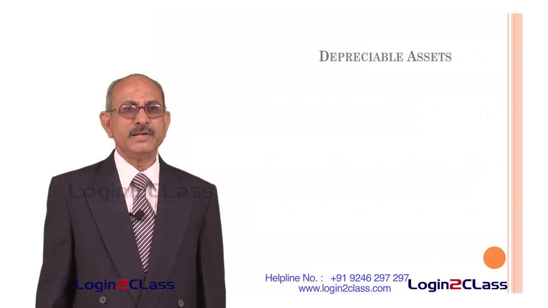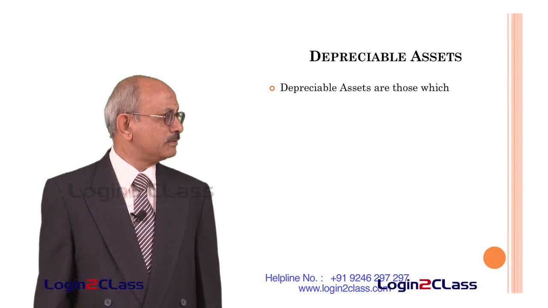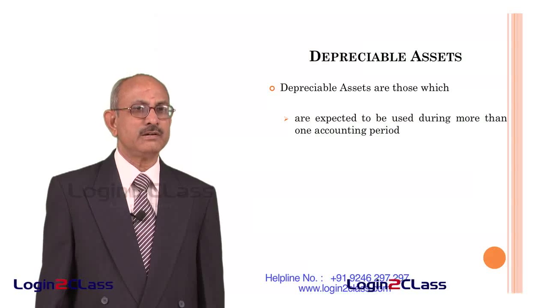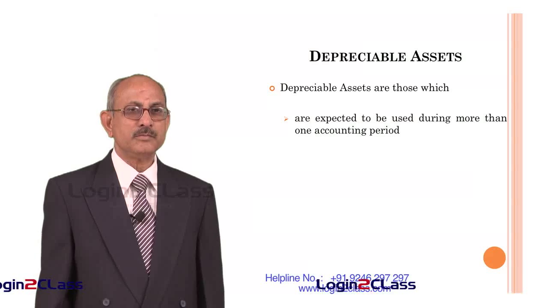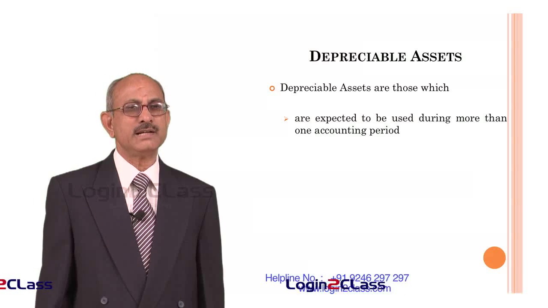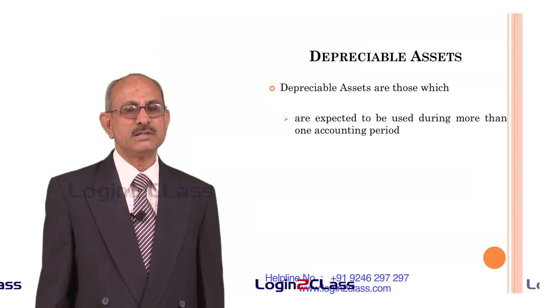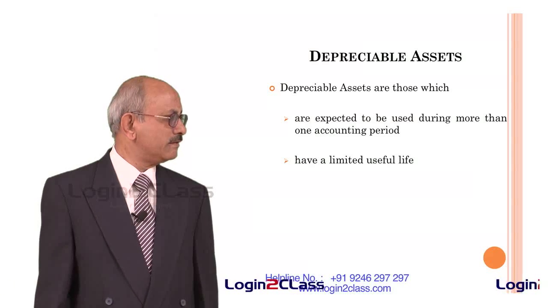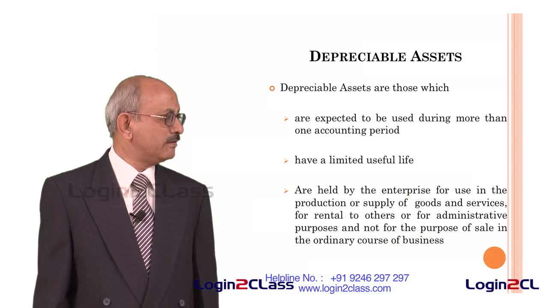Now, let us understand the meaning of depreciable assets. Depreciable assets are those which are expected to be used during more than one accounting period. That means, normally what we call the fixed assets, which are used in the business of the entity for more than one accounting period. They themselves do not get converted to other items, but they are used for either production or for rendering of service, and they always have a limited useful life. They are held by the enterprise for use in production or supply of goods and services.